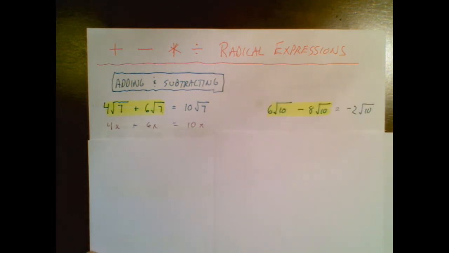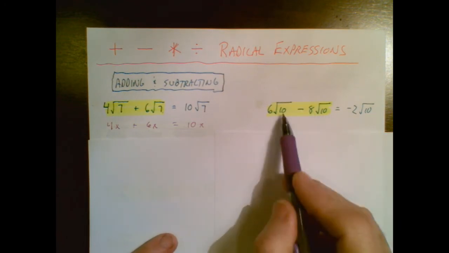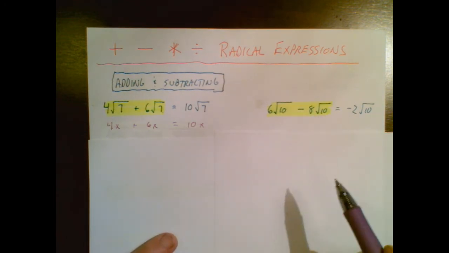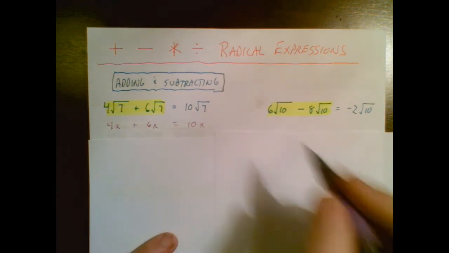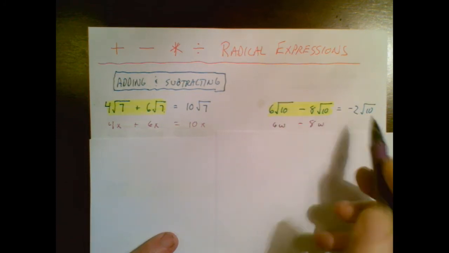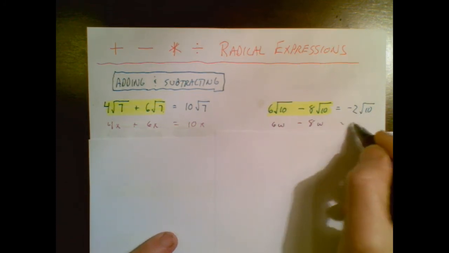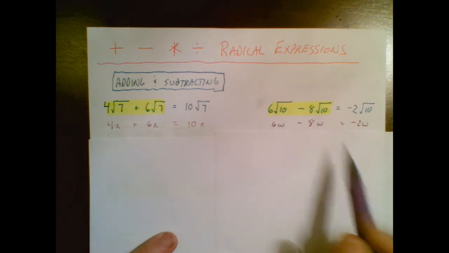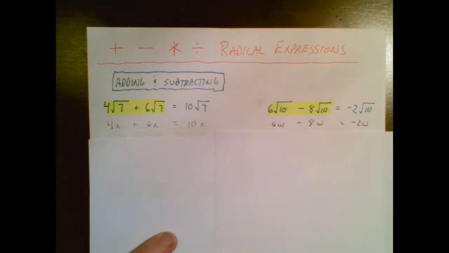Same thing with subtraction. We have the square root of 10 in both of those, so it's just going to sit there and act like a variable, kind of like 6w minus 8w is minus 2w. So the square root of 10, as long as it's common to both terms, just sits there, easy peasy.